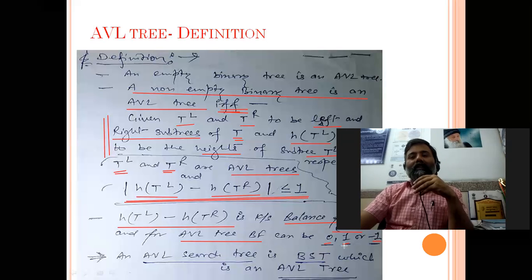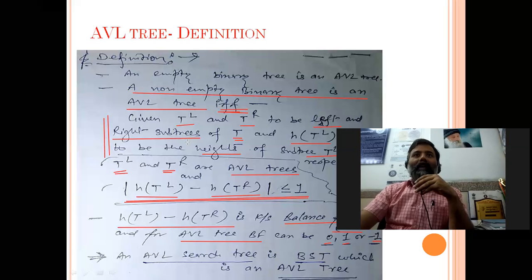But in the next example we saw that the balance factor was plus 2, and it is not allowed as per the definition of AVL tree. So that's why that tree was not an AVL tree. So this is the formal definition of AVL tree.